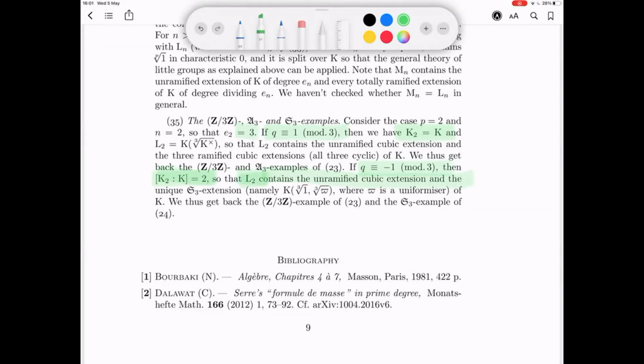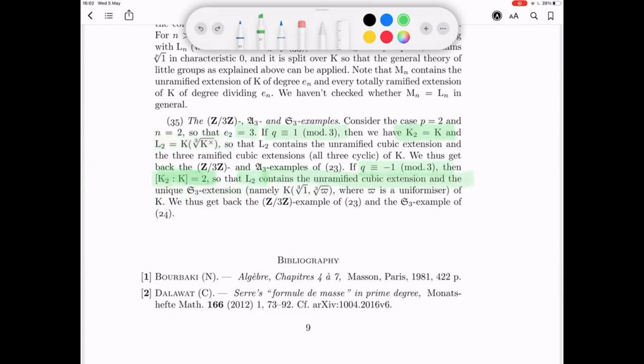So this L_2, the definition of L_2 remains the same, except that now you have to write K_2 instead of K, because K is no longer equal to K_2. So this L_2 contains the unramified cubic extension and the unique S_3 extension, namely this one, of K. So we get the S_3 example of number 24 that we started with today. This is all I have to say.